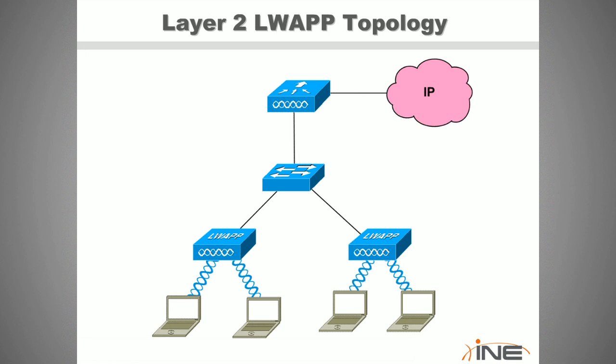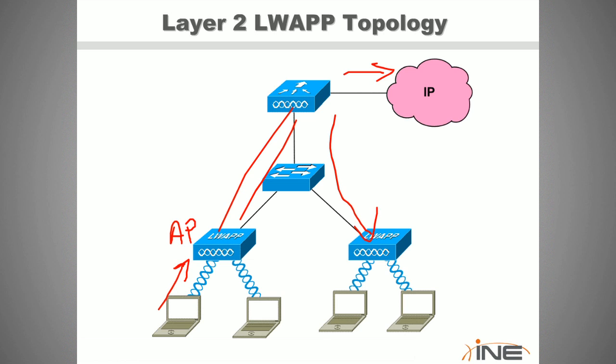So here in a layer 2 LWAP topology, traffic comes in on the AP, and it is tunneled up to the controller. Okay, once it gets to the controller, then it can go back down either to the rest of the IP network or down to another AP for transmission.